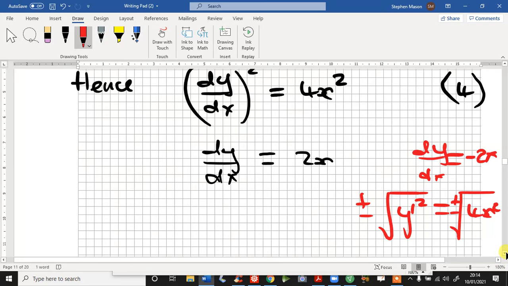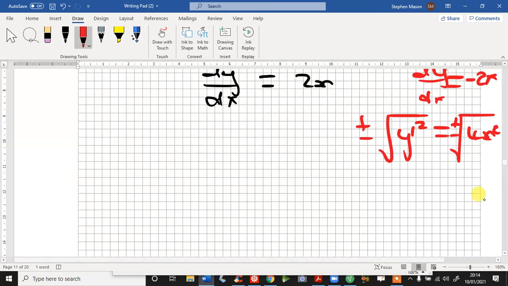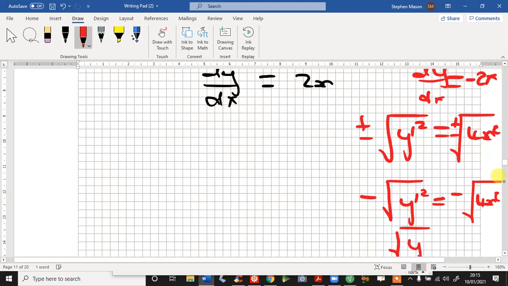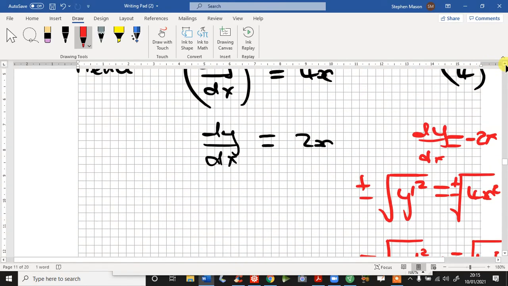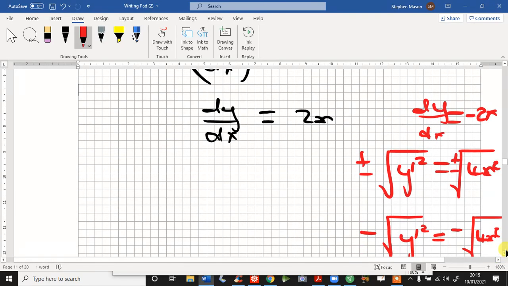But if you then take the negative square roots of both sides of that equation, you have minus the square root of y prime squared equal to minus the square root of 4x squared. And of course, these negative signs cancel out, leaving you with the positive square roots again, like so. And so we end up with y prime equals 2x. So it's the same in both cases. So we only have ultimately one solution for this.